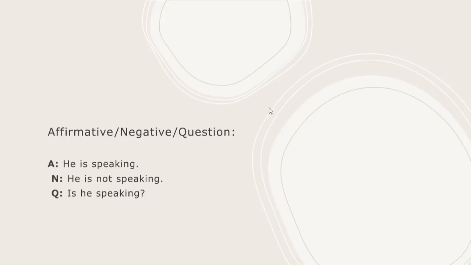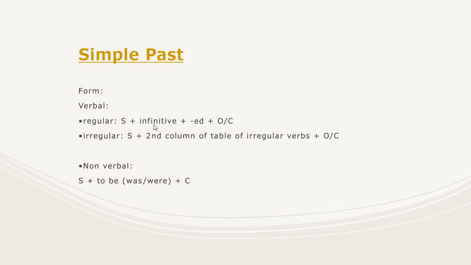Okay? And then we go to the examples. He is now speaking to you. He is not listening to me. Is he speaking to you? Alright, now let's go to simple past tense. Simple past is something that happened in the past, right?